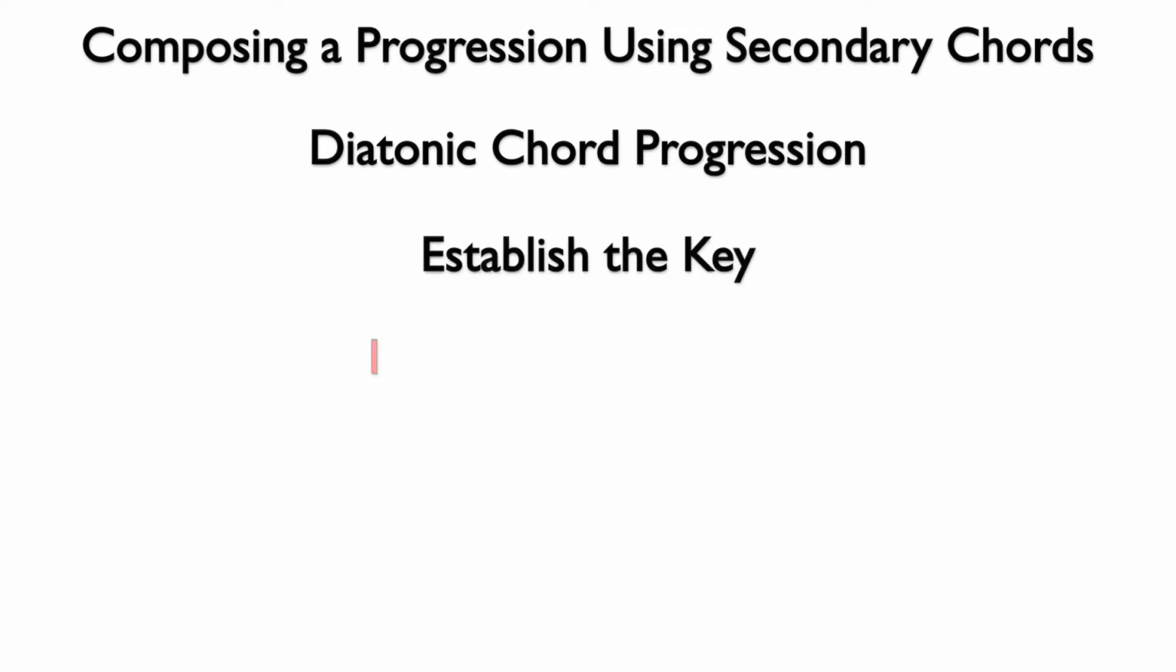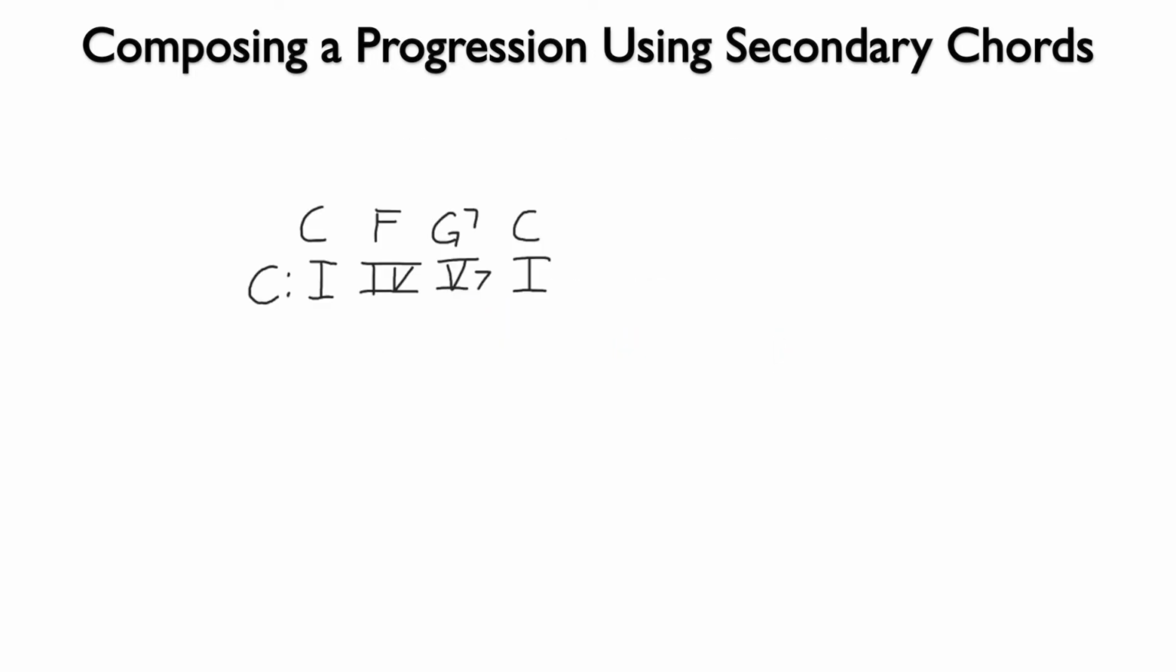If we use a 1 chord followed by a subdominant function, a dominant function, and then back to 1, we can quickly establish the sound of the key. Now that we've established the key of C, let's go ahead and add a few more chords to return us back to the 1.